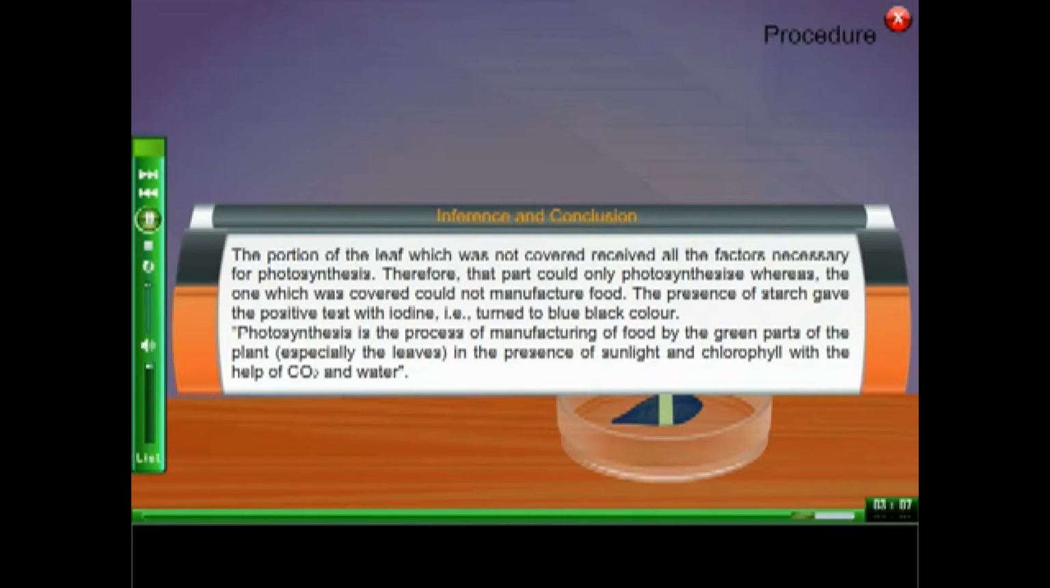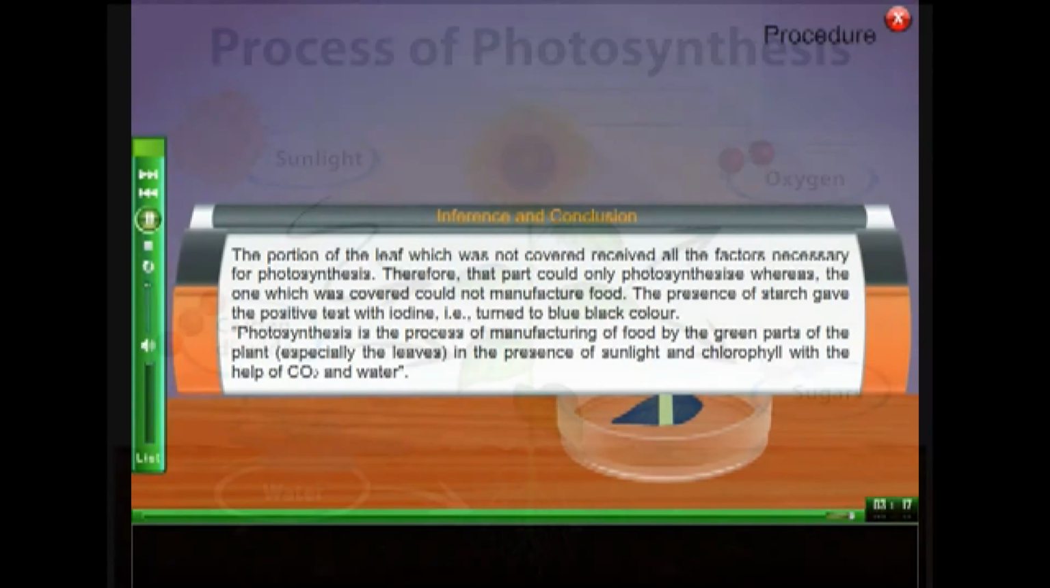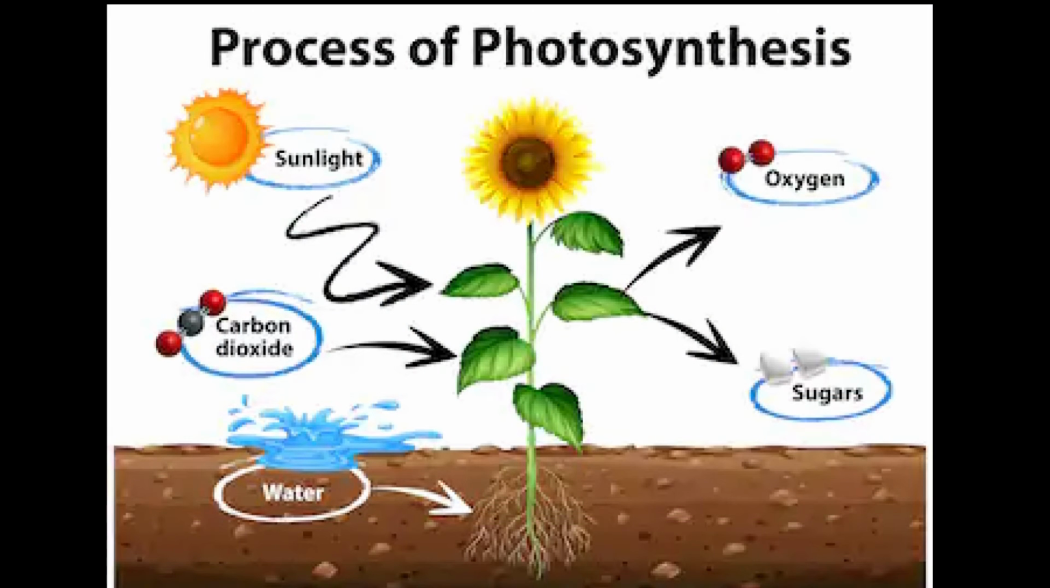Photosynthesis is the process of manufacturing food by the green parts of the plant, especially in the leaves, in the presence of sunlight and chlorophyll with the help of CO2 and water. So this activity proves that light is necessary for the photosynthesis process. Plants cannot make their own food without light energy.